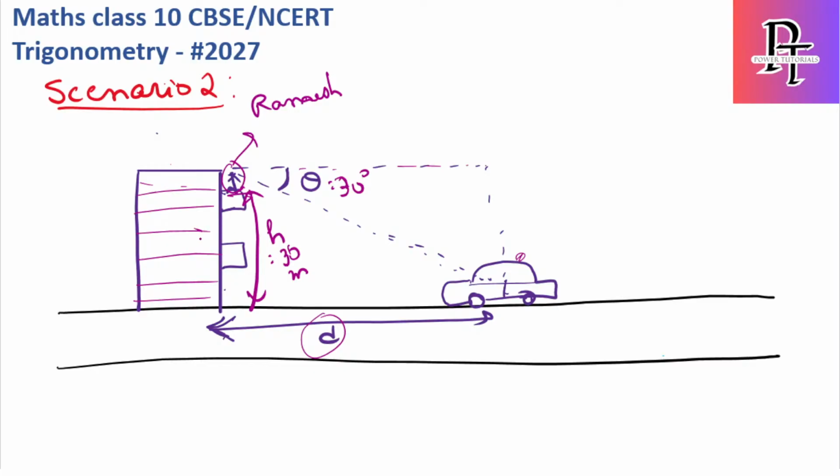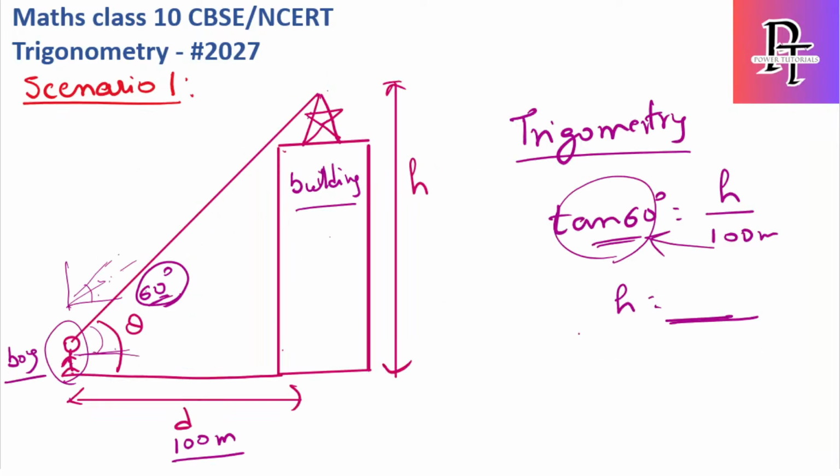Okay, so these are the two scenarios. This is one of the examples as per class 10, which is easy to understand, where a boy is on the ground and is able to see the top of a building. He knows the distance from the building, but he wants to get the height of the building.